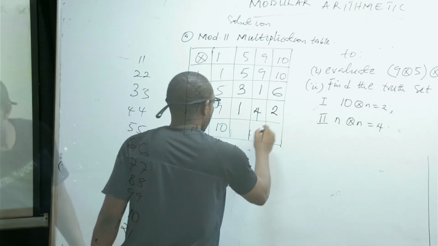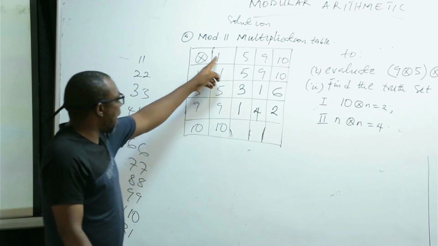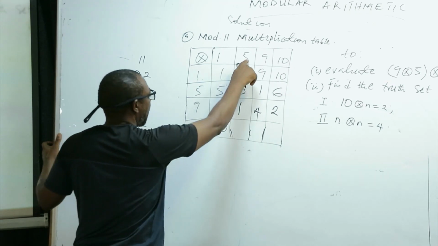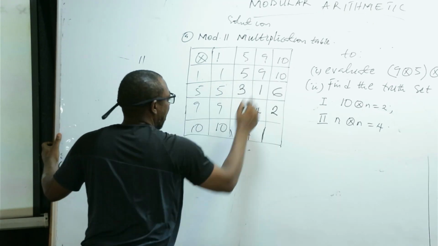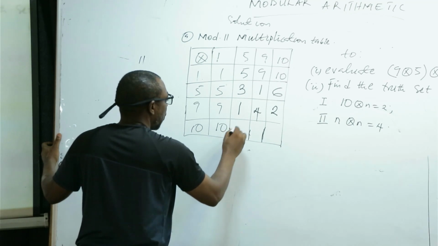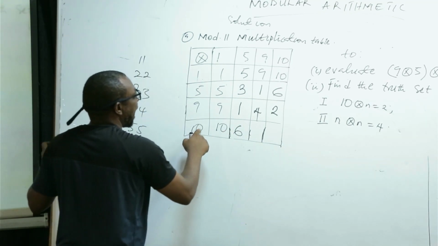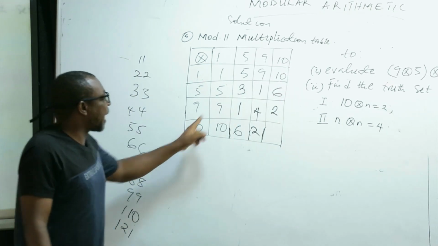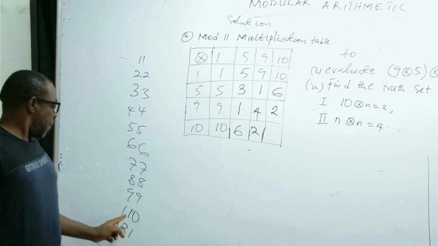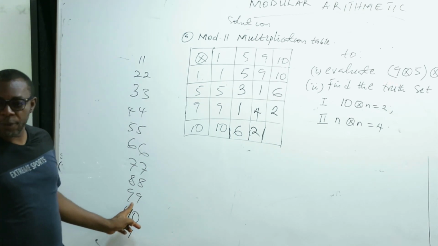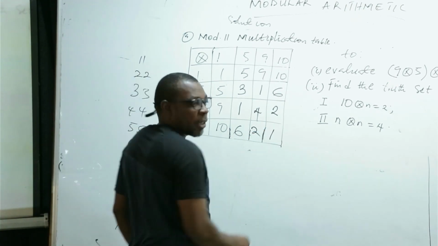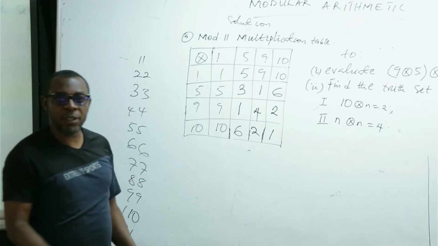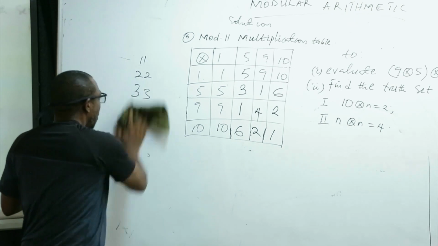10 times 1 is the same as 1 times 10, it is 10. 10 times 5 is the same as 5 times 10, which is 6. Now, 10 times 9 is the same as 9 times 10. What is my answer? 2. 10 times 10 is 100. Come here. This is 100. What is the surplus? 1. You bring your 1. You are guaranteed 3 marks for completing the table. We are through with that.